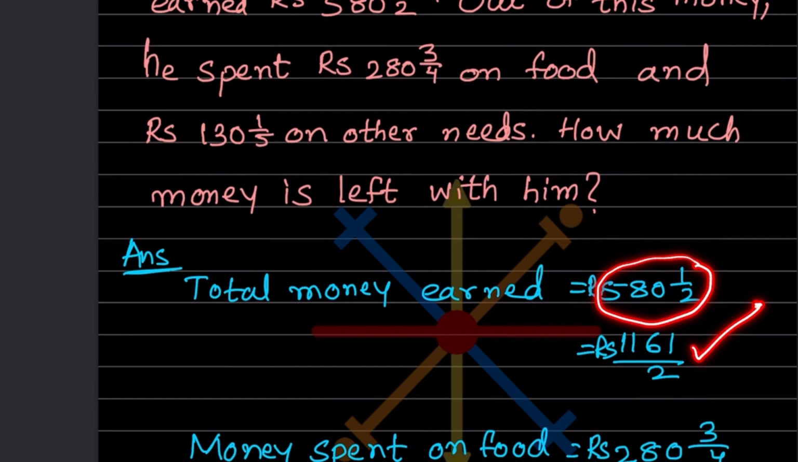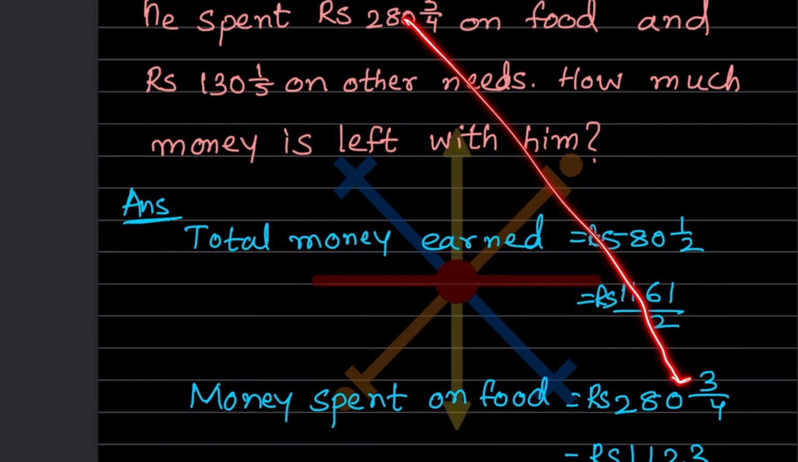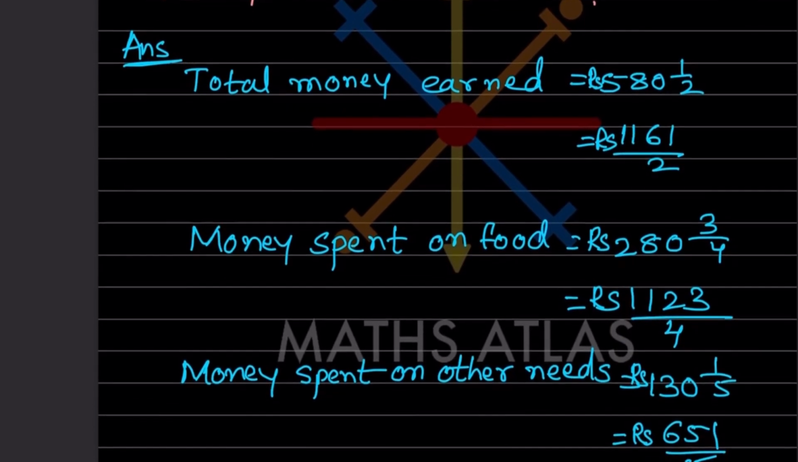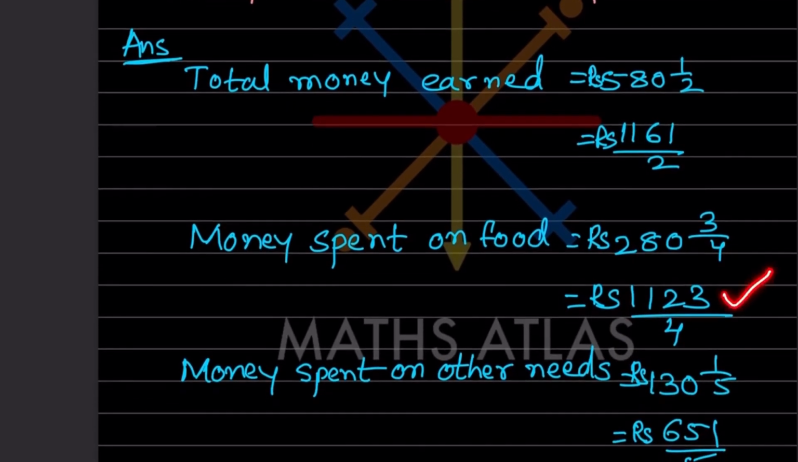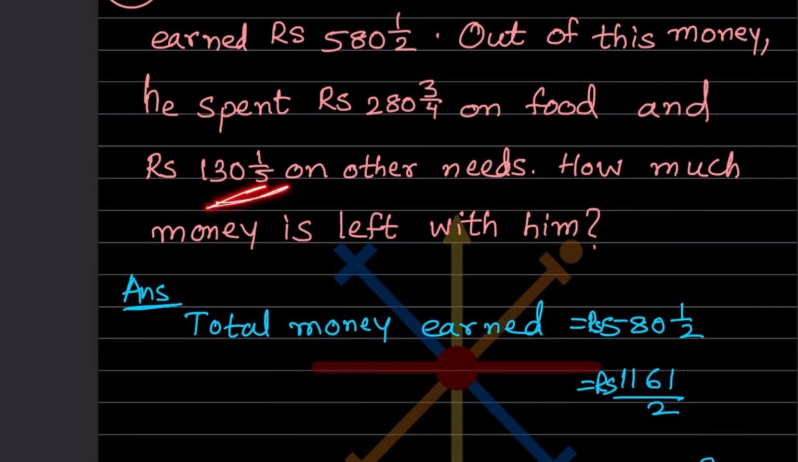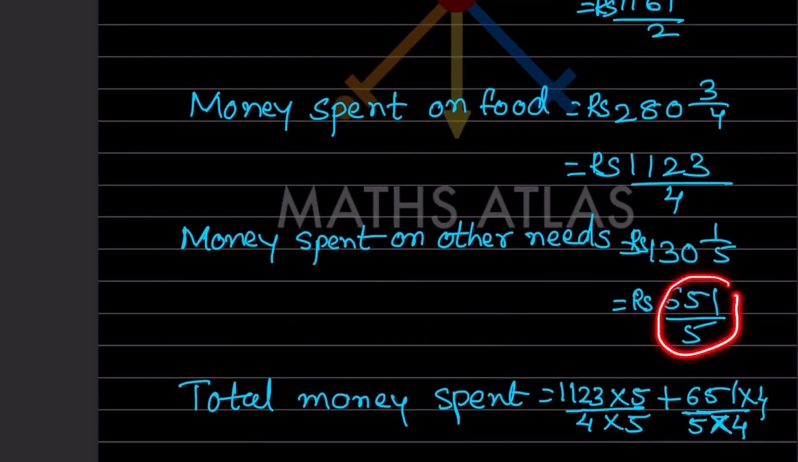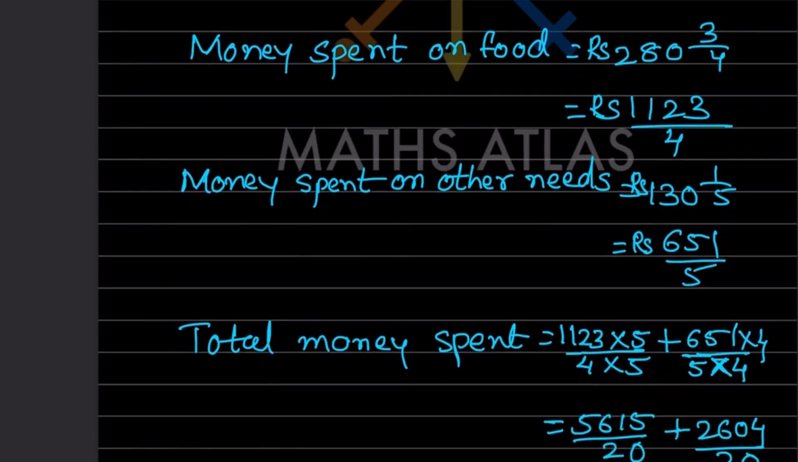Now money spent on food is how much? That is 283 by 4. When you change this to improper, you get 1123 divided by 4. Money spent on other needs is given as 131 by 5. Again you have to change it to improper, that is 651 by 5. So total money spent is how much? This one, 1123 divided by 4, and this one, 651 by 5.